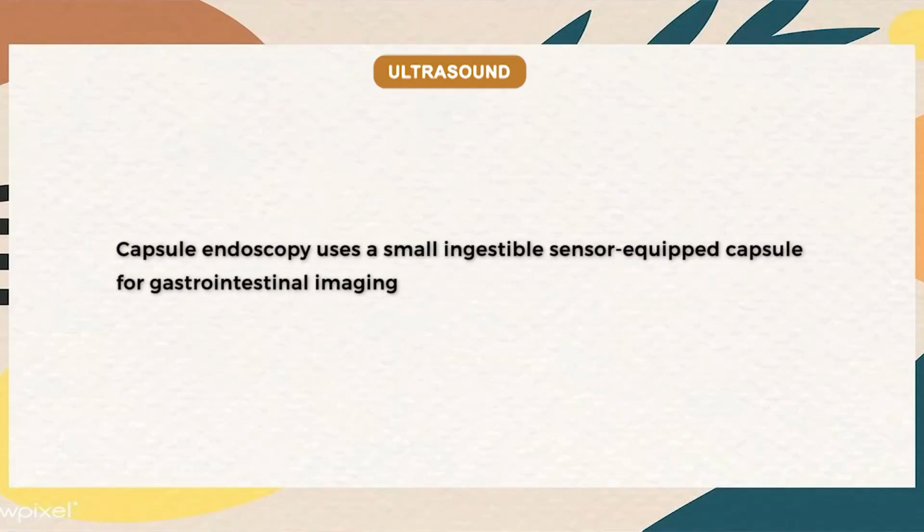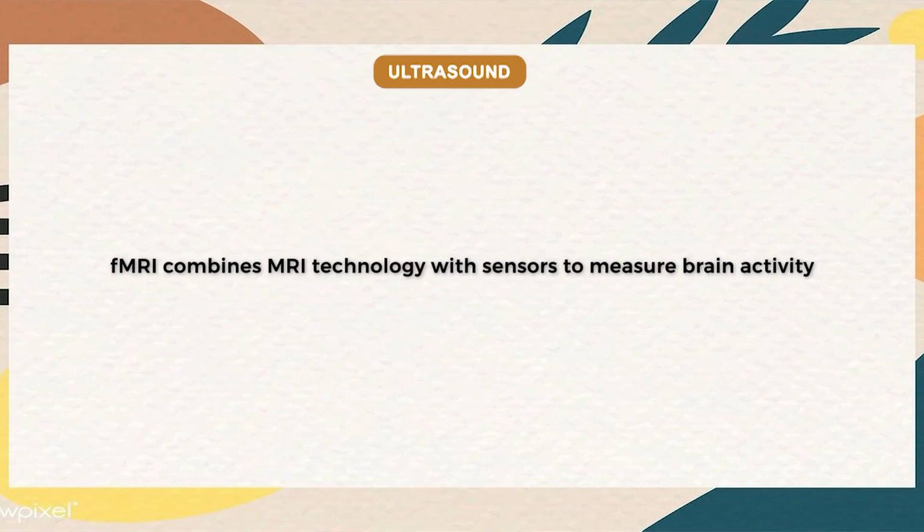Wireless capsule endoscopy. Capsule endoscopy uses a small investigational sensor equipped capsule for gastrointestinal imaging. Functional MRI for brain research. Functional MRI combines MRI technology with sensors to measure brain activity.